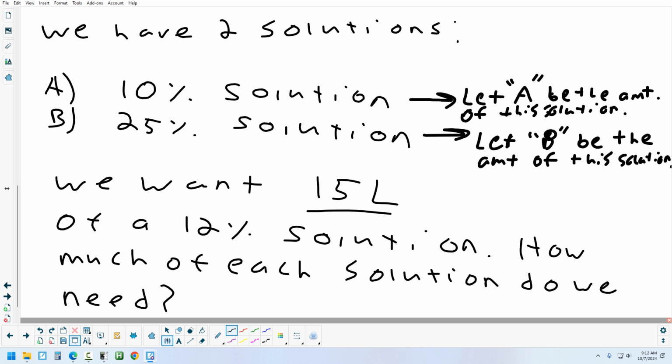The final solution has to be a number that's between the two you started with. You could never mix these together and get 50% because you didn't start with one that was stronger. Okay, so we're going to mix them together. We're going to get 15 liters of the 12%. Okay, so let's figure out how much we need from each solution.